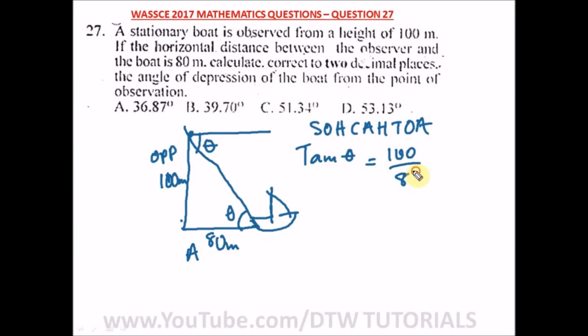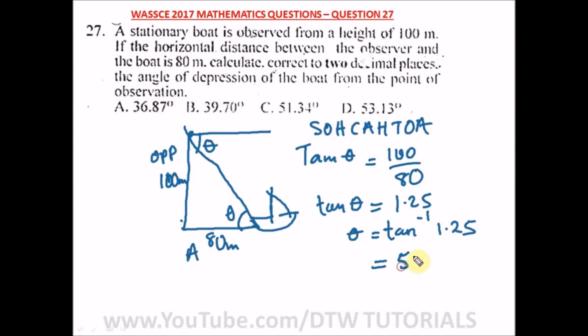So we have tan theta is equal to 100 over 80. And 100 over 80 is 1.25. So tan theta is 1.25. To get theta, we have to find the inverse tan of 1.25. And when you punch it in your calculator, you are going to get 51.340 something.